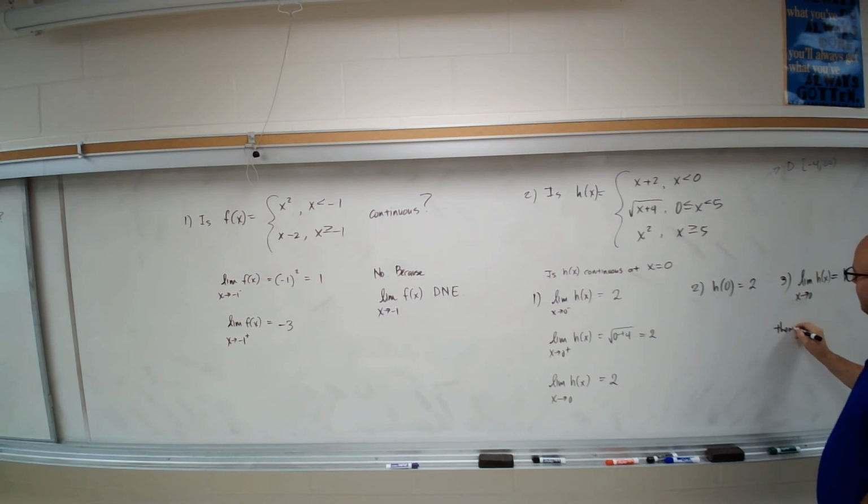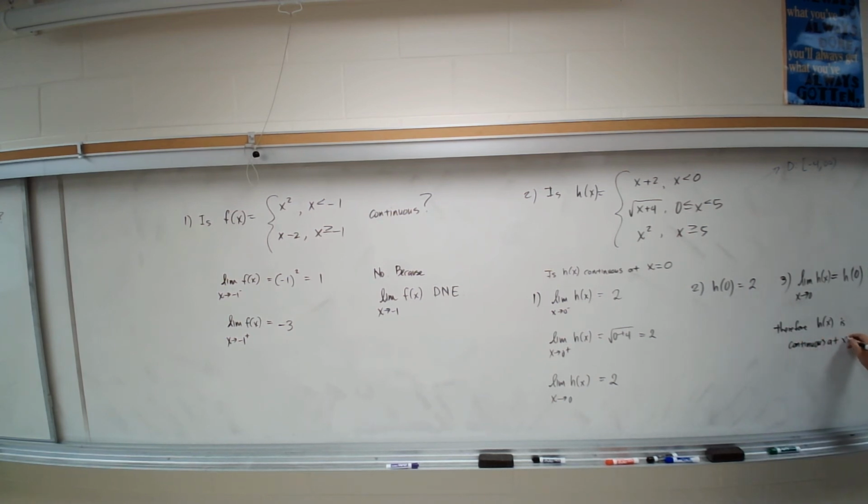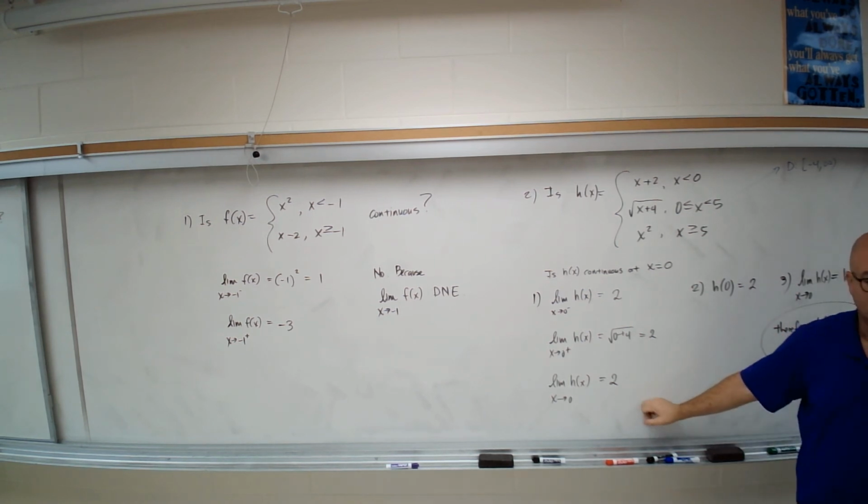Therefore, h of x is continuous at x equals 0, by showing that it has the limit, it has a value, and the limit equals the value. These were both equal to 2. Since 2 and 2, we're good to go there.